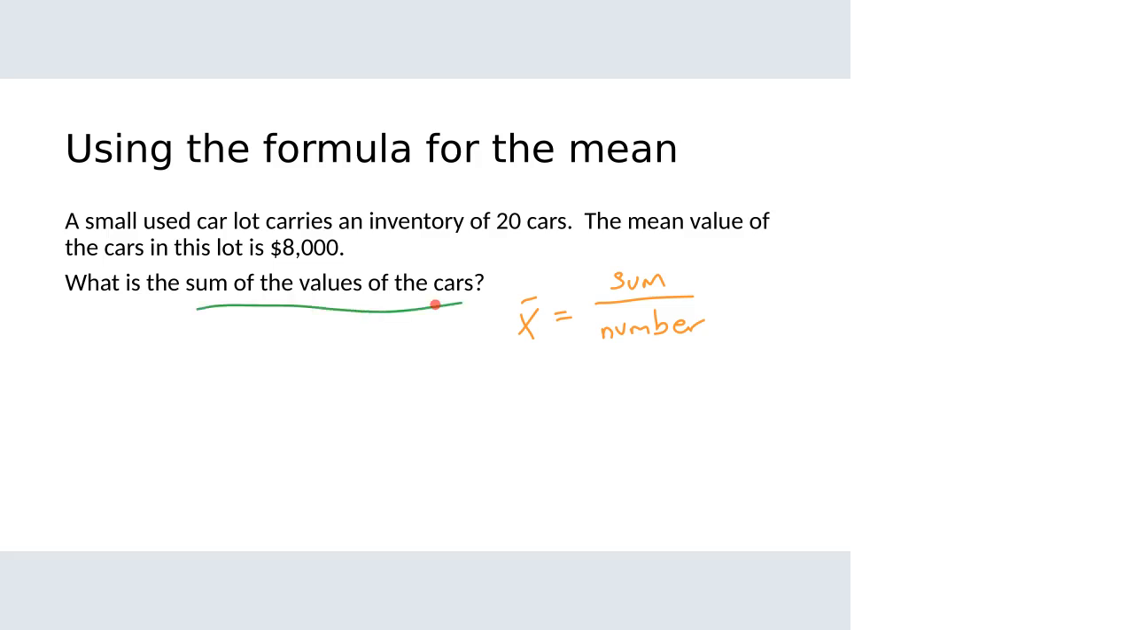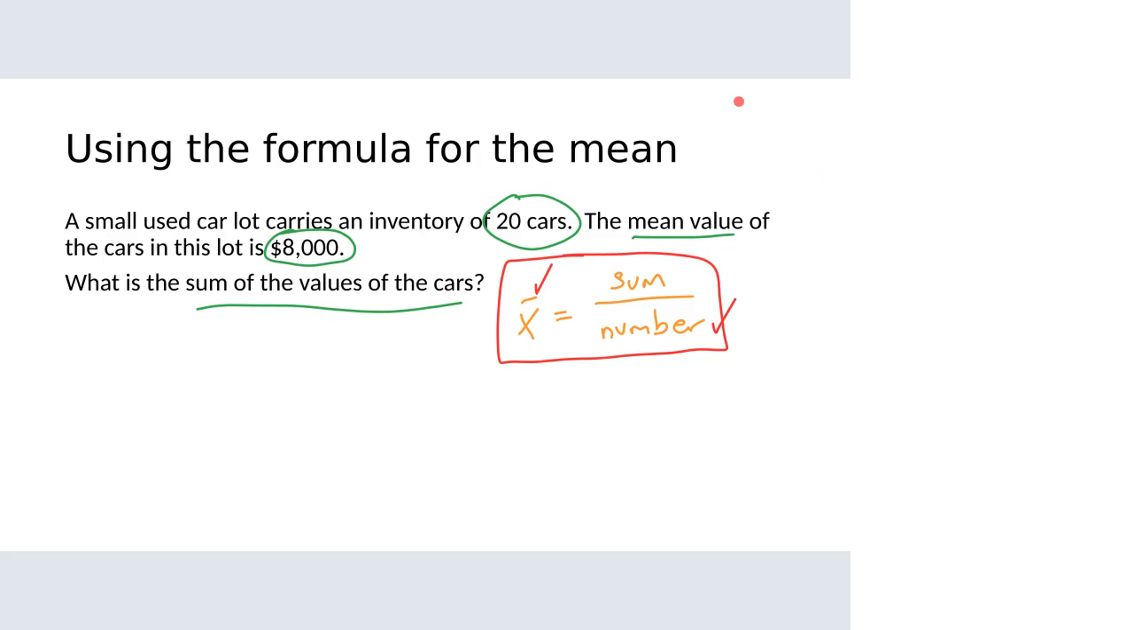And here's how. I don't need to know the value of any individual car. I know that there are 20 cars on the lot, and I know that the mean value of the cars is 8,000. And knowing the mean value and how many there are, that's where this formula comes in really handy. If I know how many cars there are and I know the mean, then I can find the sum. Essentially, with a formula of pretty much any type, if I know all the components except for one, then I can find that missing piece. And that's what we're going to do here.